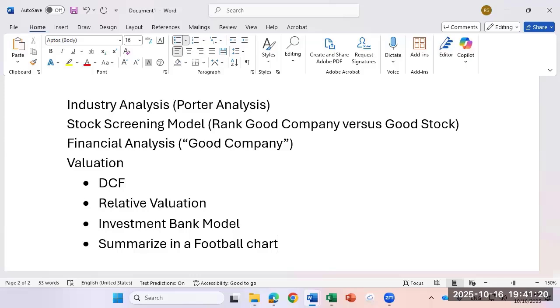So football chart, I don't like saying the word football this season because my five teams are like 10, 10, and 1 right now. And then you have a recommendation. You're probably going to have a target price. We'll talk about that. But that's what you do.